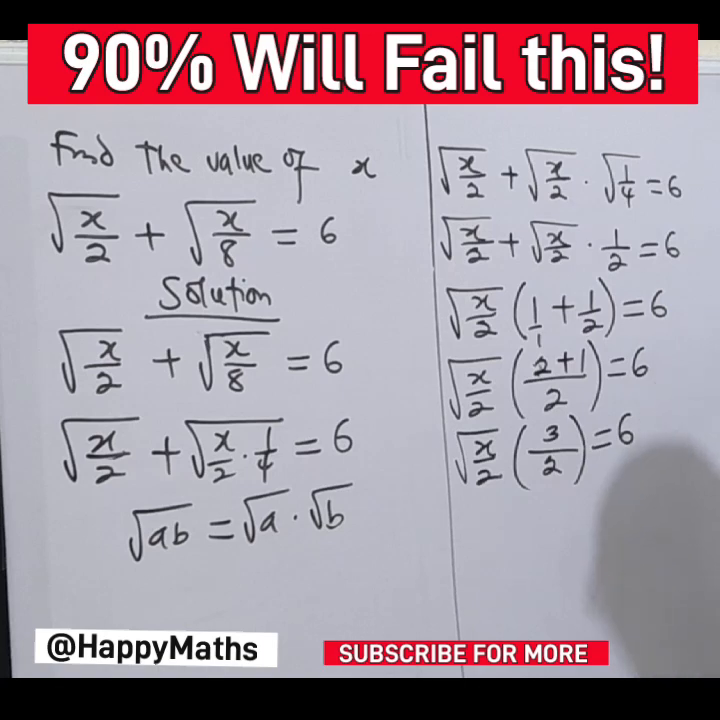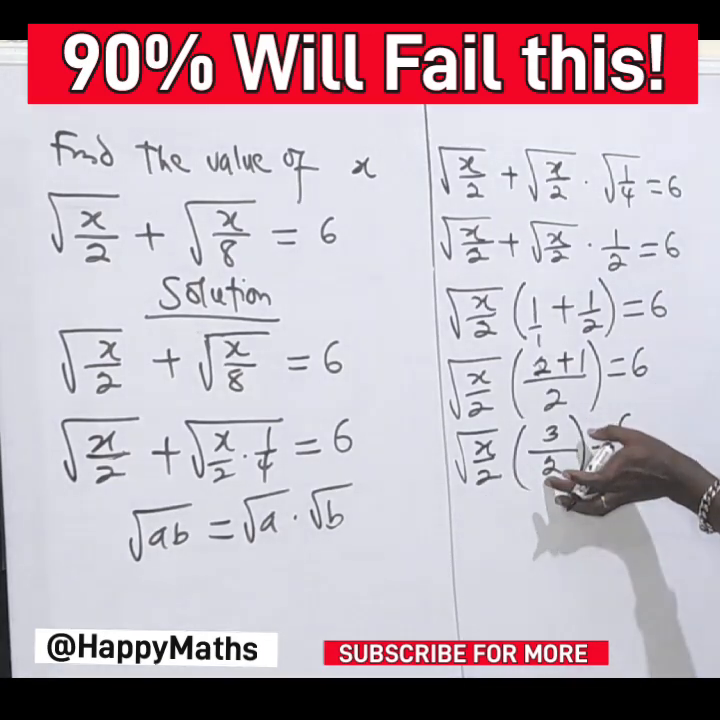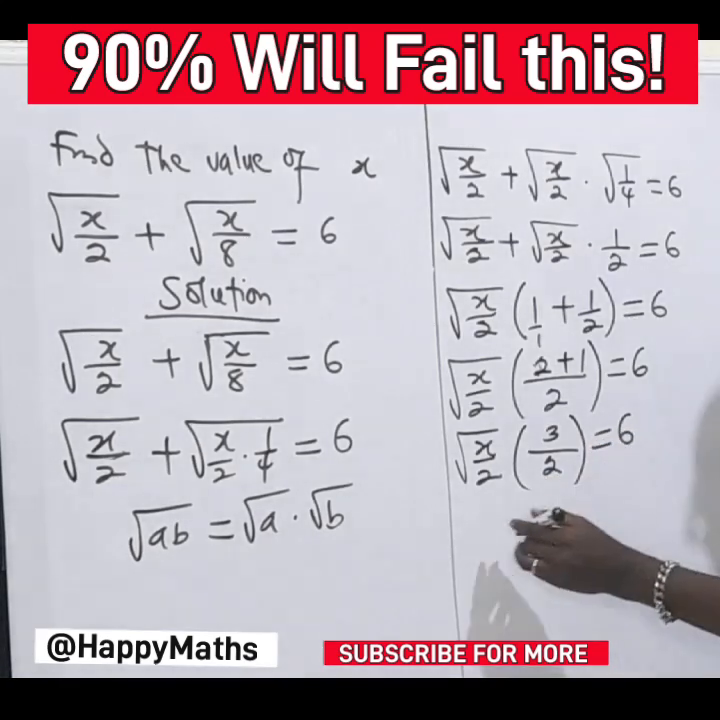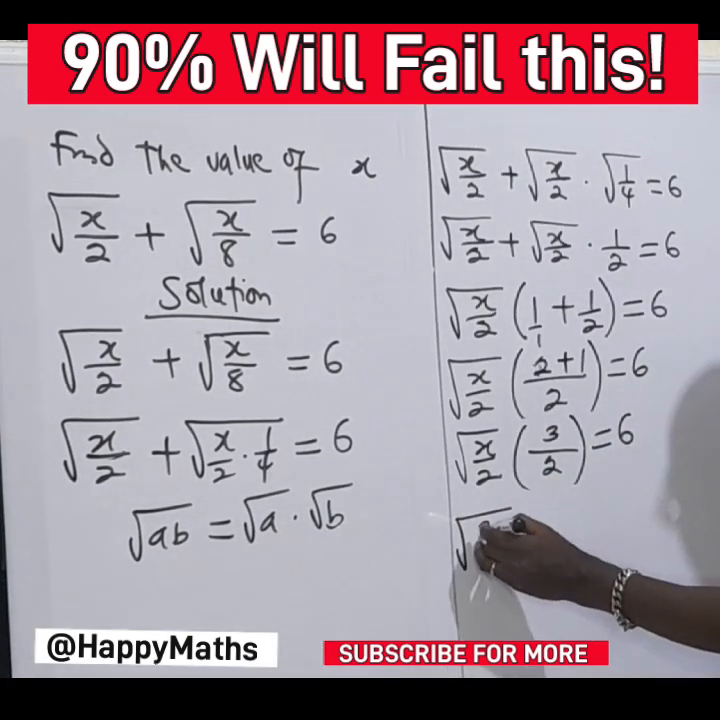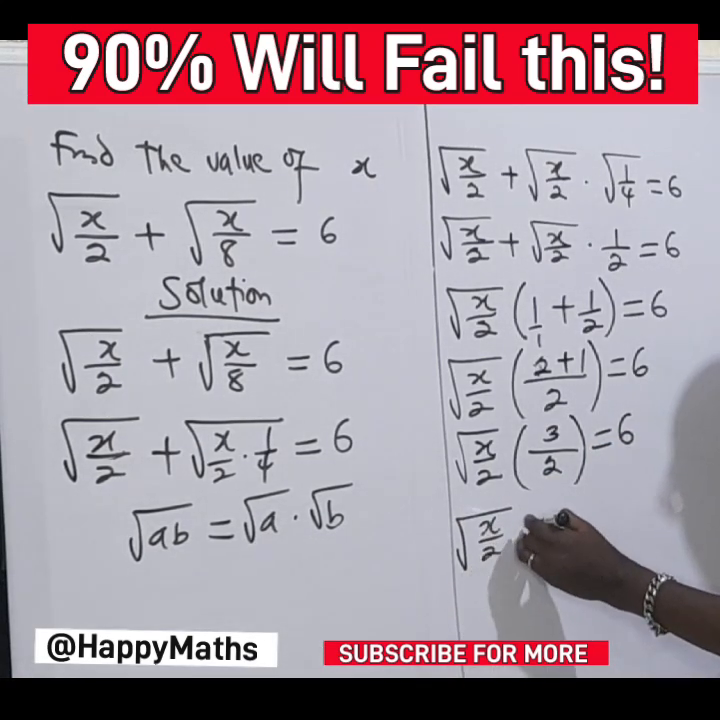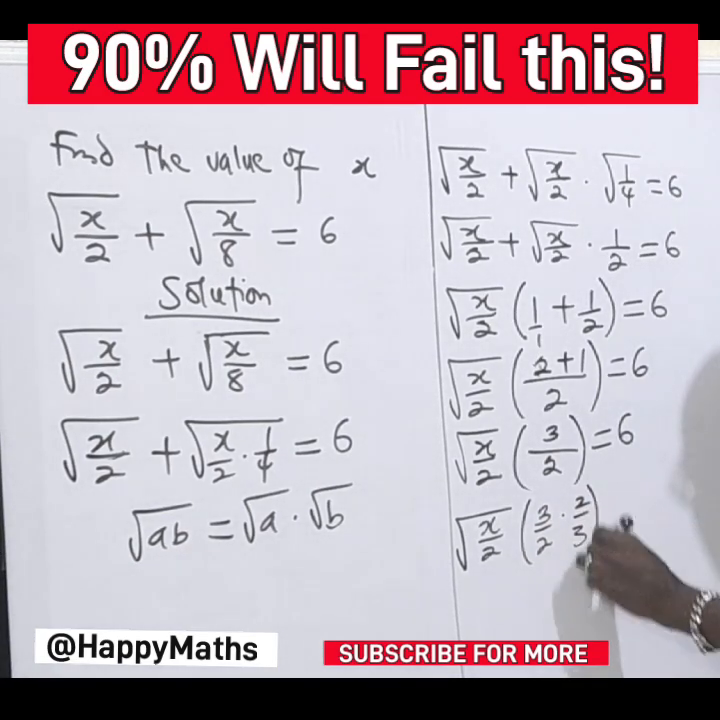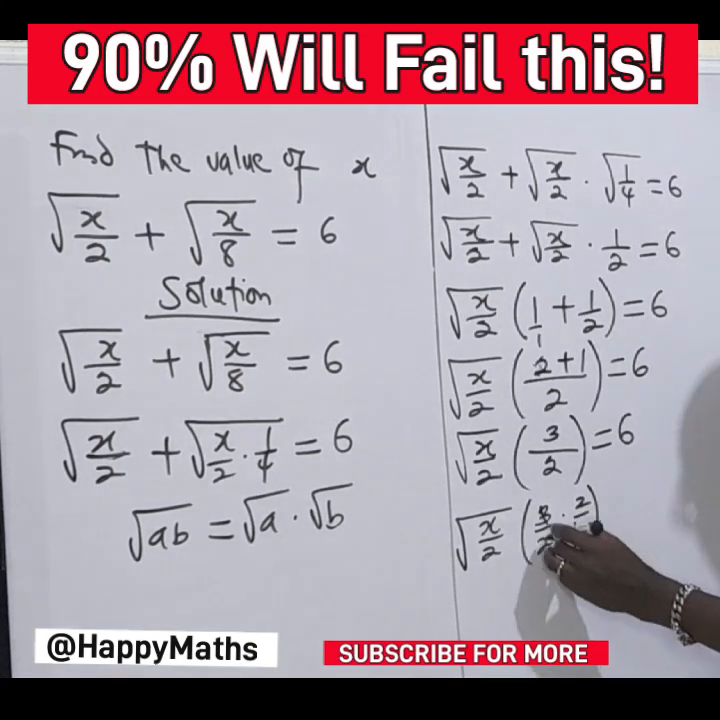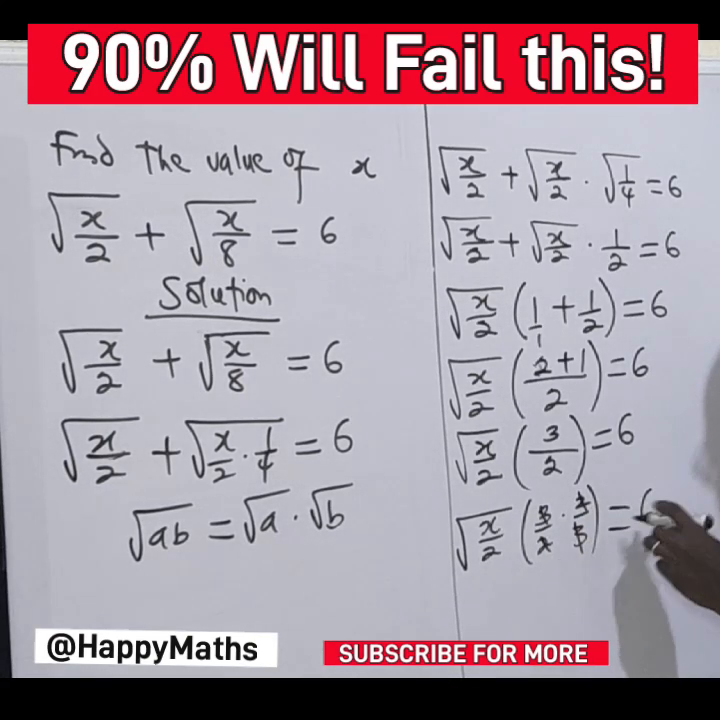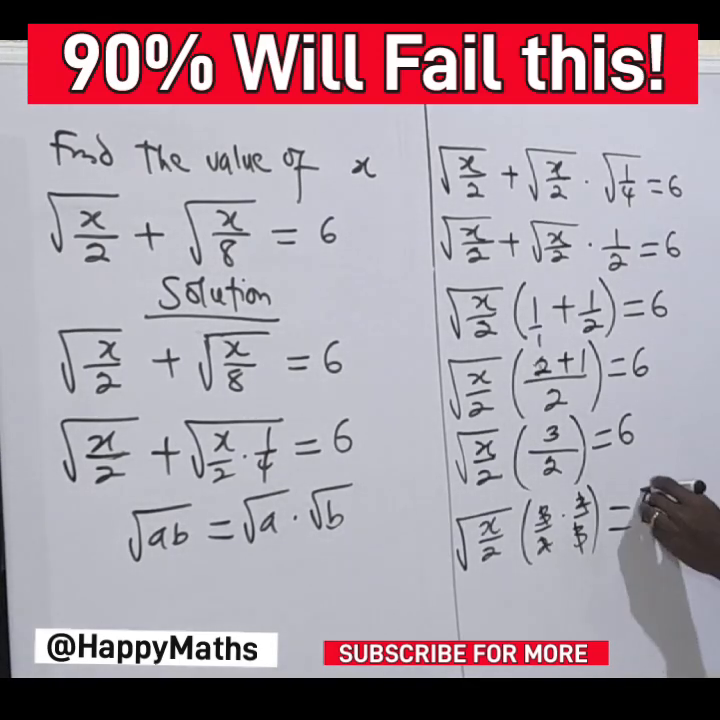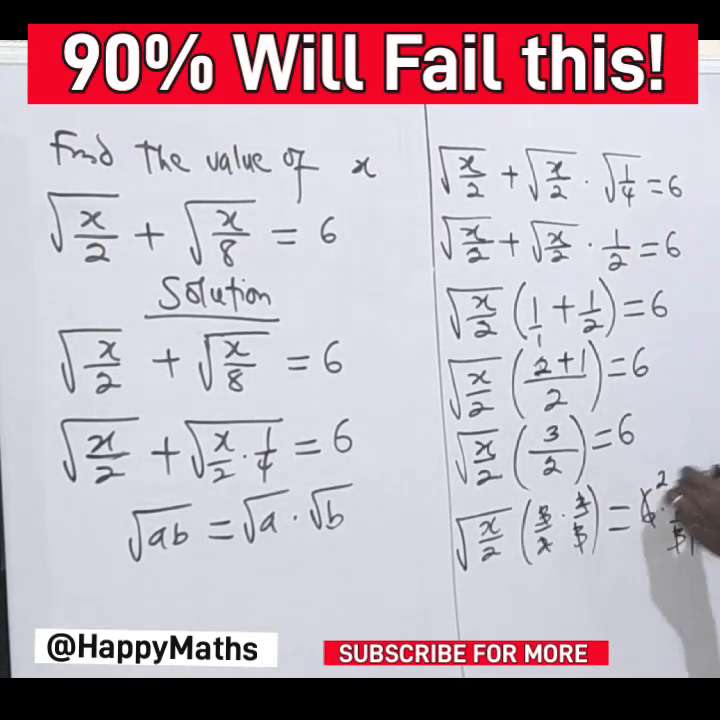Now, to get rid of this, let's multiply both sides by the inverse of 3 over 2, which is 2 over 3. So this will give us root of s over 2 times 3 over 2 times 2 over 3. The 3s cancel, and equals 6 times the same inverse, 2 over 3. 3 here goes 1 time, 3 here goes 2 times.